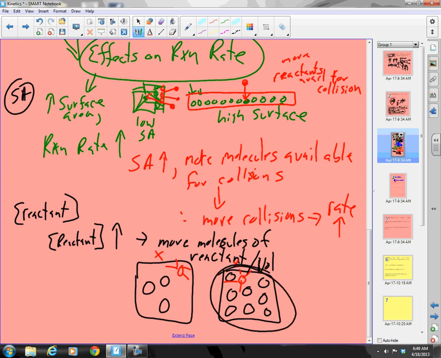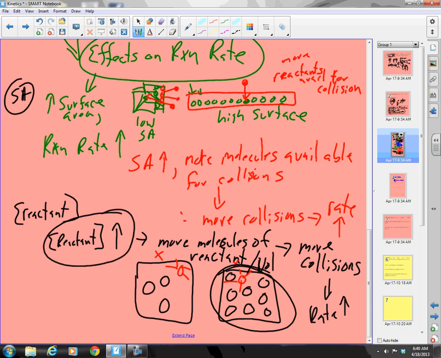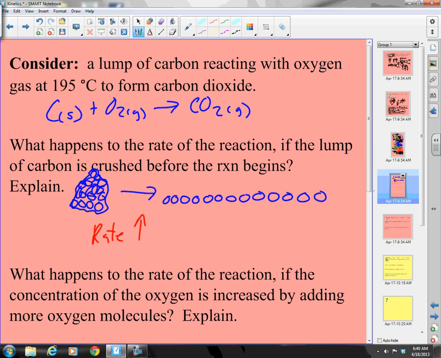So if I have more molecules of reactant per volume, then I'm going to have what? More collisions. And if I have more collisions, what does that mean? That means my rate increases. There we go. So you increase a reactant concentration, you get more collisions. More collisions means rate increases. Good.